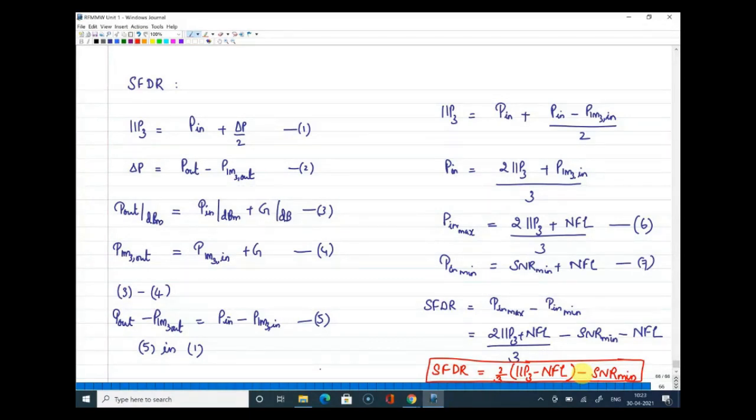So this derivation is done from the previous IIP3 expression, and one thing we have done here is we have referred the IM3 products to the input side in order to define the maximum input signal power. We referred back the IM3 products to the input and equated that to noise floor level. All right. So your SFDR can be written as 2/3 of IIP3 minus NFL, minus SNR minimum.